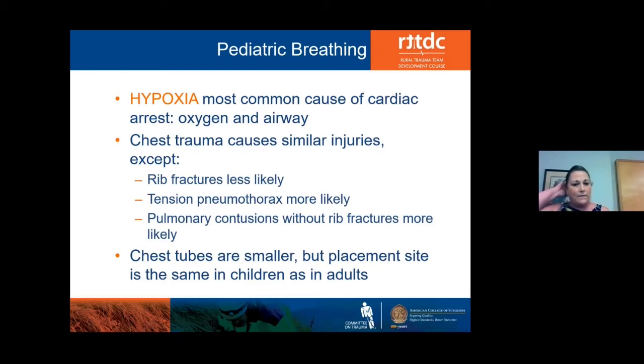And the rib fractures are more compliant, their chest wall is more compliant, and their mediastinum is somewhat mobile. So if you have a pediatric patient that has rib fractures, you have to be concerned for some type of strong force that caused the ribs to fracture. A tension pneumothorax or underlying pulmonary contusion is more likely with a pediatric patient because of the way the ribs and their chest wall are formed.